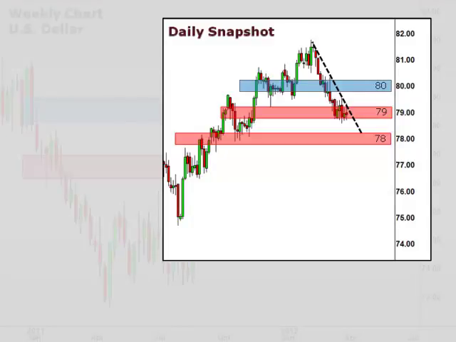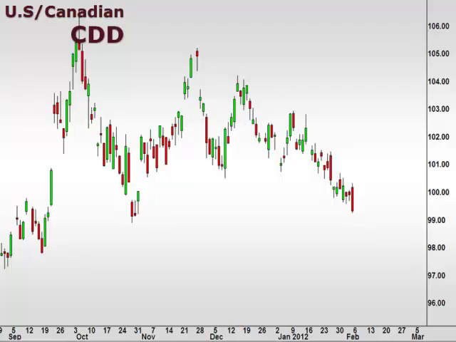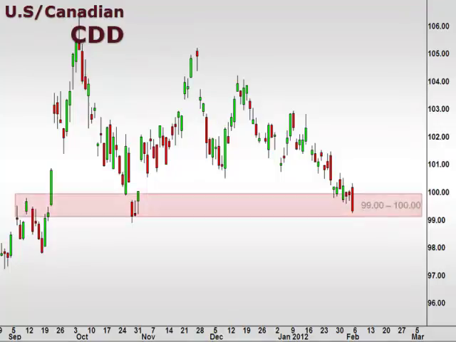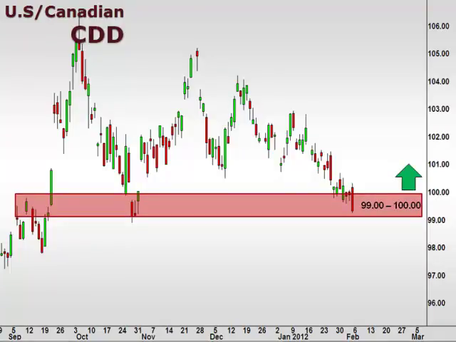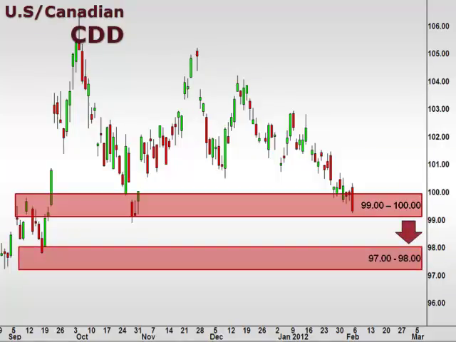Let's take a look at the daily snapshot. The daily trend remains down. We can clearly see consolidation within the 79 support zone. A break of that downtrend line should signal a short-term move higher. Next up, the CDD, the U.S. versus the Canadian dollar. Well, the CDD drops deeper into the 99-100 support zone. Now, we need to see a break back above 100 to lend credibility to a move higher. Failure to hold support at 99 opens the window for a continuation lower towards this 97-98 focal zone.